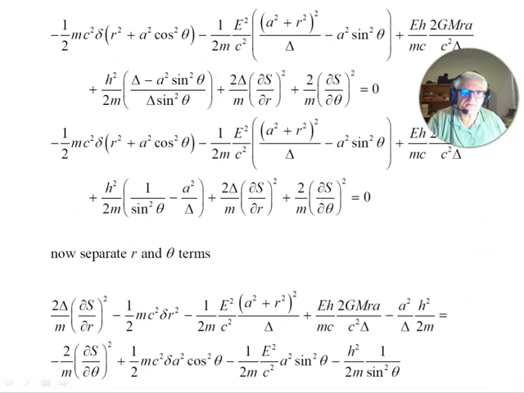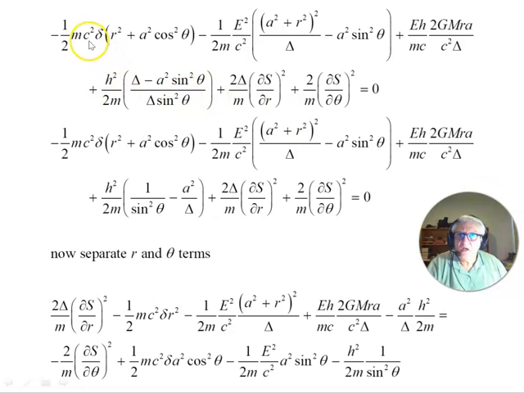Now we've got this object here. Notice I've substituted this in, and ultimately we'll replace this one a little bit later on. So tidy up some terms here, get them all together. Tidying it up again, we have all this. Next thing we'll do is, all this is equal to 0, so we're going to separate the r and theta terms. So we'll get all the r terms on one side and the theta terms on the other.